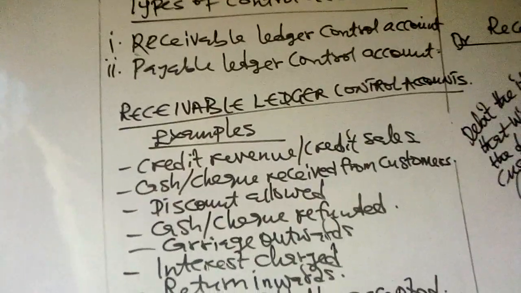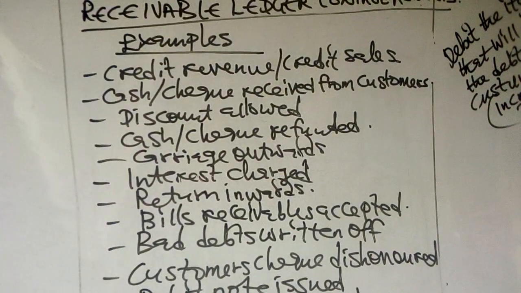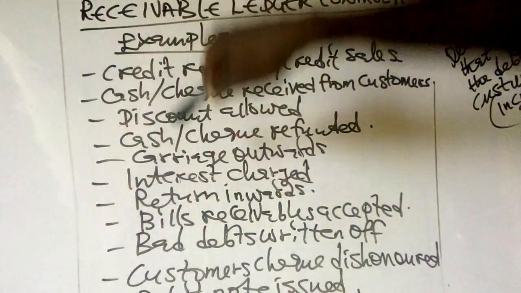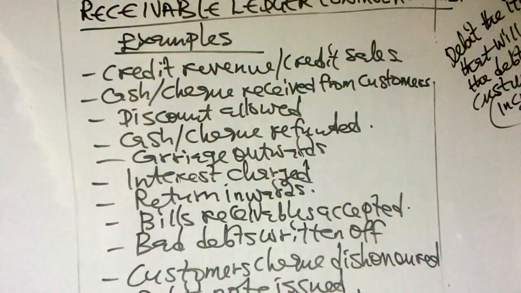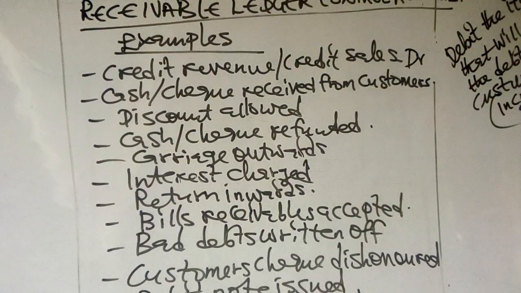Now, let's look at the items we have listed. Where there are credit revenue or credit sales, that means you sell some goods on credit. If customers were owing, you make further sales and you have not collected money, that means the amount the customers were owing will increase. Since it will increase, you debit it. That means you are going to debit the credit revenue.